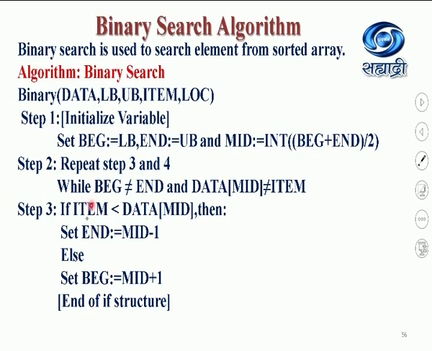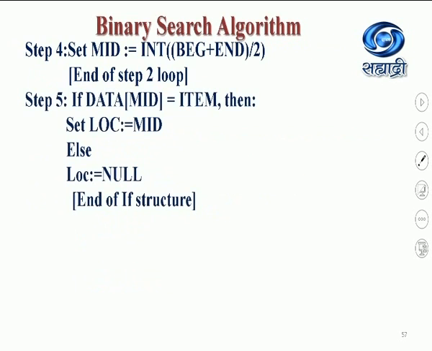See here, in the third step, if item is less than data of mid, it means that your searching element is present in the right sublist. Therefore set end with the new value. Therefore end is equal to mid minus 1. And if this condition is false, that is item is greater than the data of mid, it means that the element is present in the left sublist. At that time we will change the value of the beg variable. So beg is equal to mid plus 1. Okay, then set mid equal to int of beg plus end divided by 2.